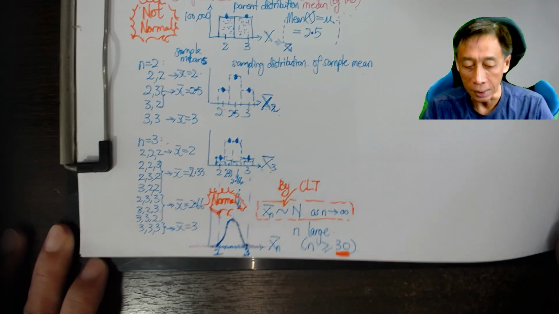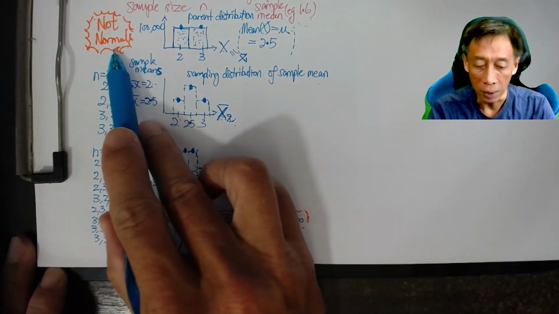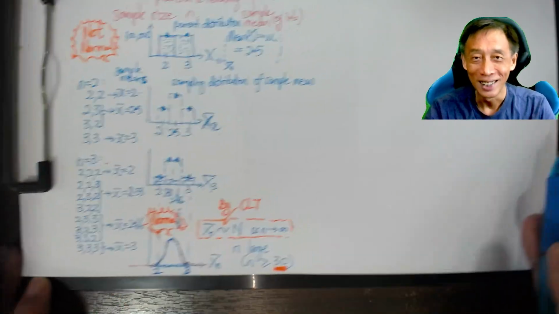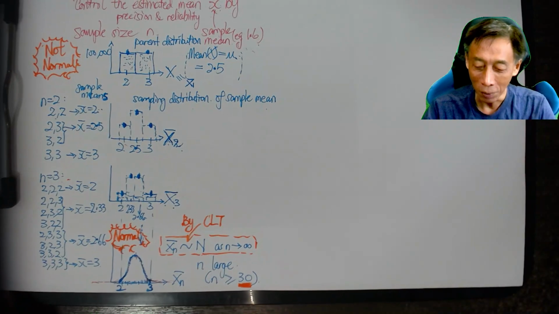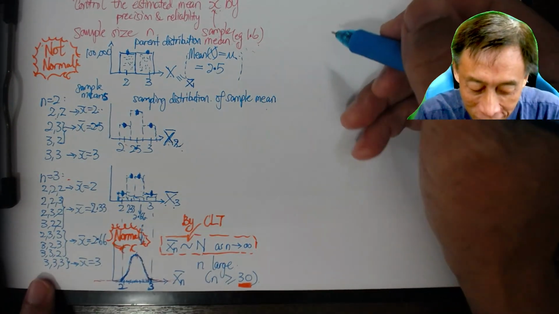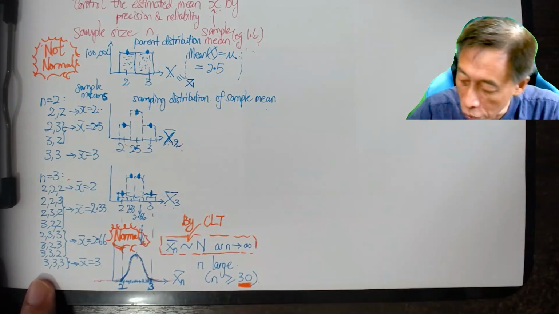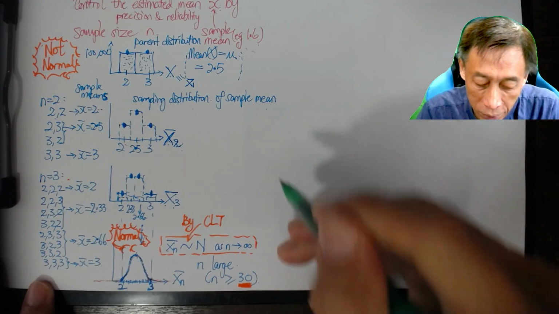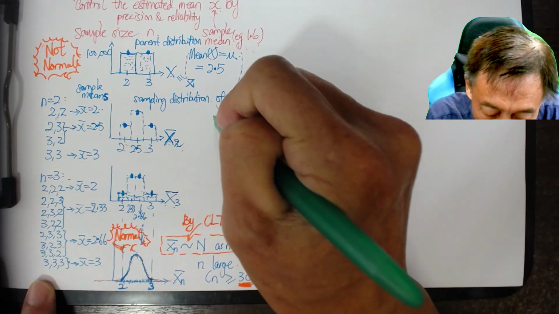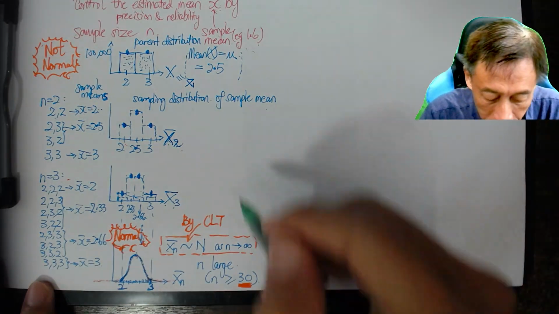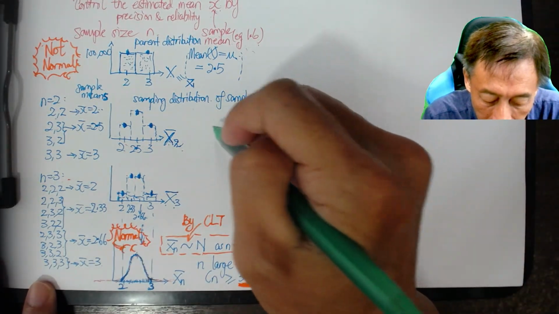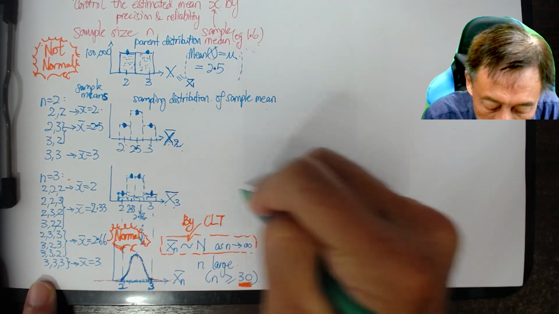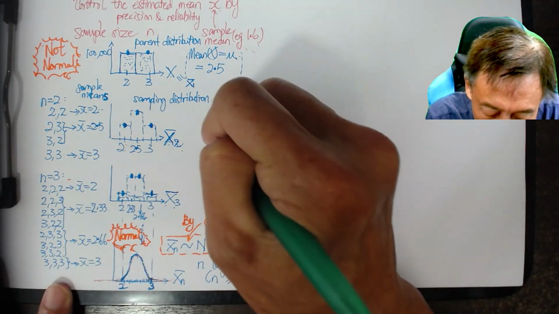So that is the case when we don't have normal parents. What if we have normal parents? In short, we want to have a takeaway. We want to say that by CLT, parent not normal.